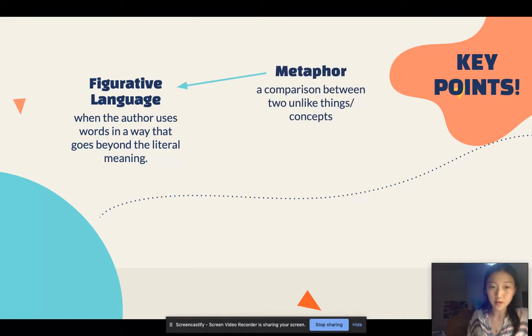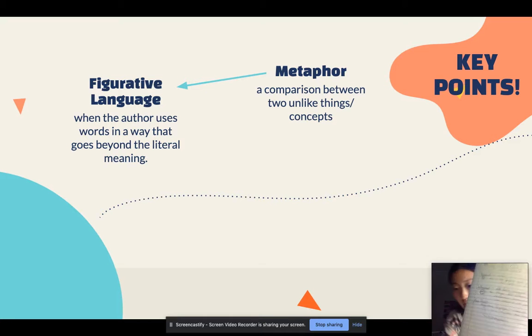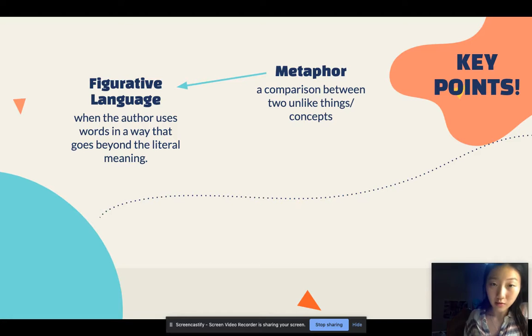The next word is metaphor, and metaphor is a type of figurative language. So I'm going to draw an arrow from figurative language and then write metaphor. Okay, kind of like that. And then I'm going to write the definition for metaphor. A comparison between two unlike things or concepts.